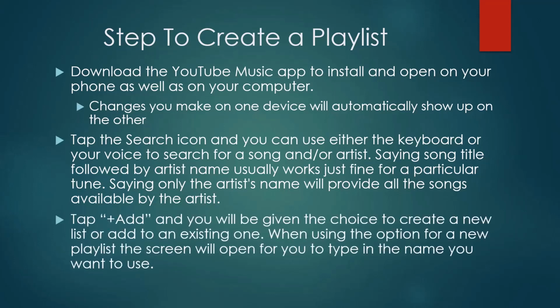So you tap the little icon that says plus add. You'll be given the choice to create a new list or to add to an existing one. And when using the option for a new playlist, the screen will open for you to type in the name you want to use. So let's see how this works.